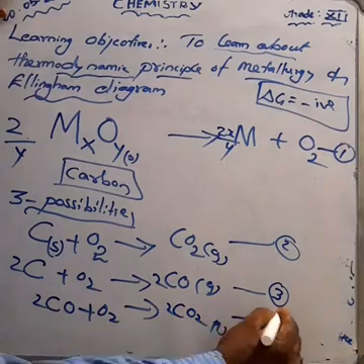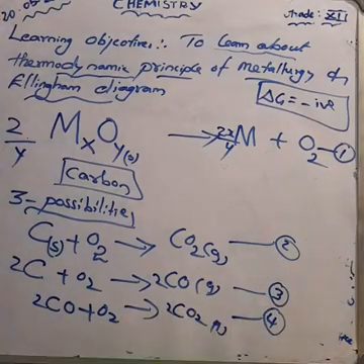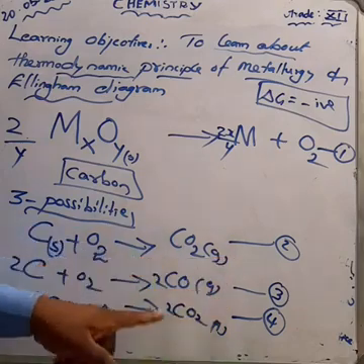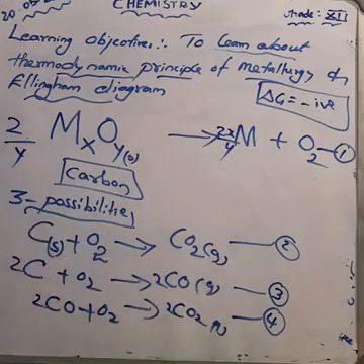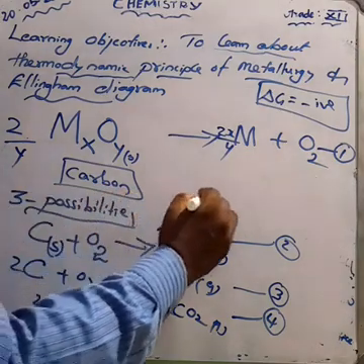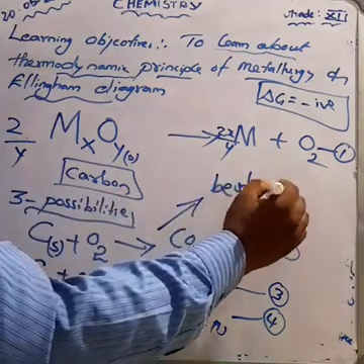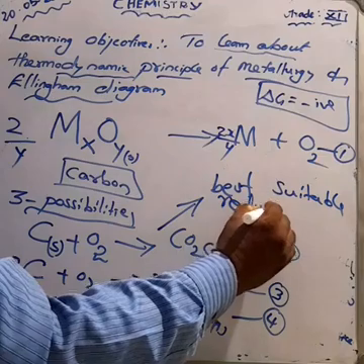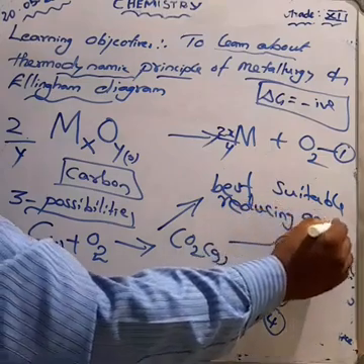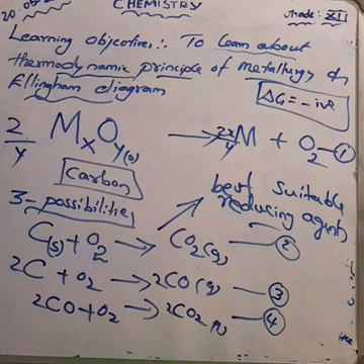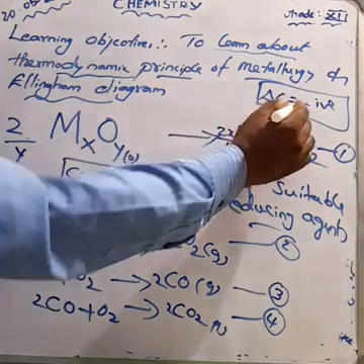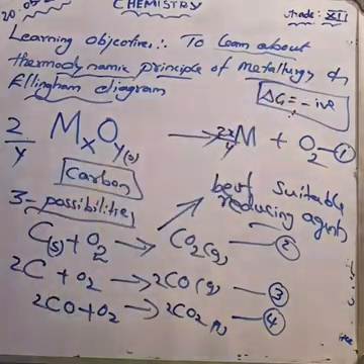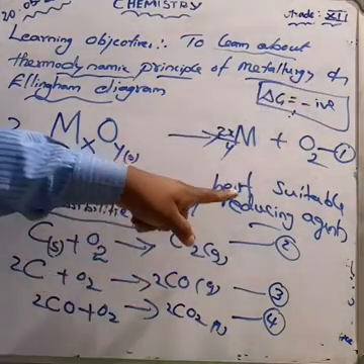Now, out of these 3 possibility equations, we can select any one as the best suitable reducing agent. We have to find out which one is the best one. Which one is the better reducing agent? And also the reaction must have a high negative delta G value. That also we have to find. Sorry, only one reaction we can select. Not 3. Any one reaction we can select.